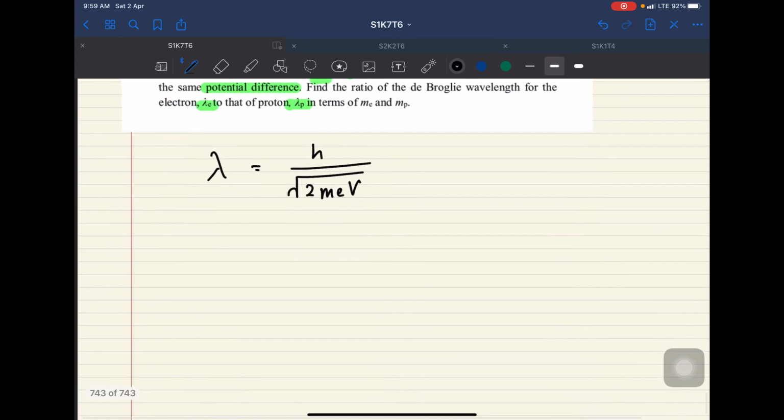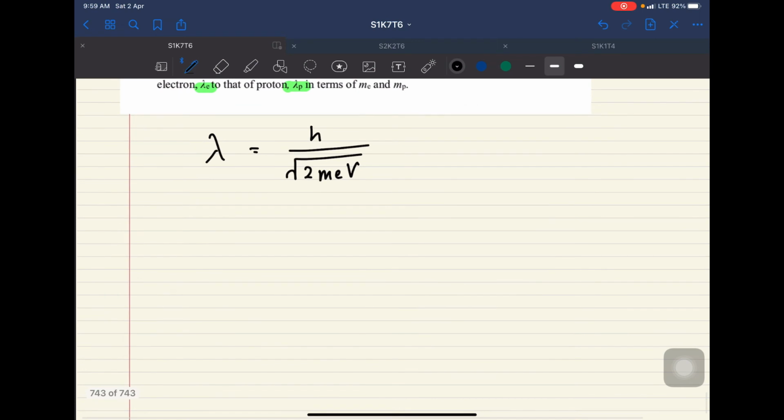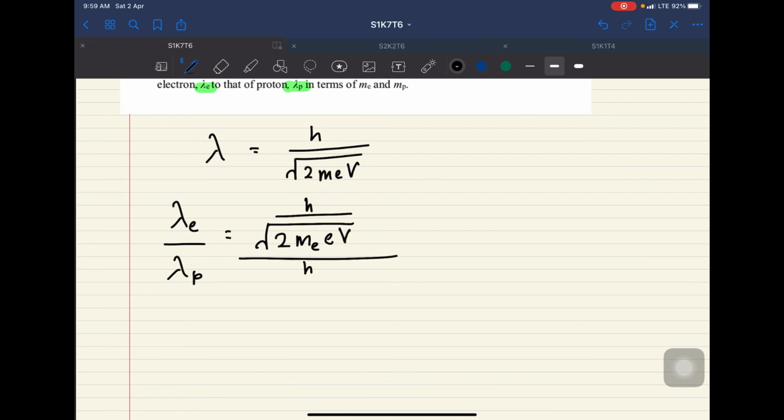Okay, so if you are talking about lambda P, straight away you can find the ratio lambda E over lambda P. So lambda E over lambda P, for electron, it would be H over square root of 2 mass of electron, constant E, and voltage V, over H over square root of 2 mass of proton, constant E, and then V.